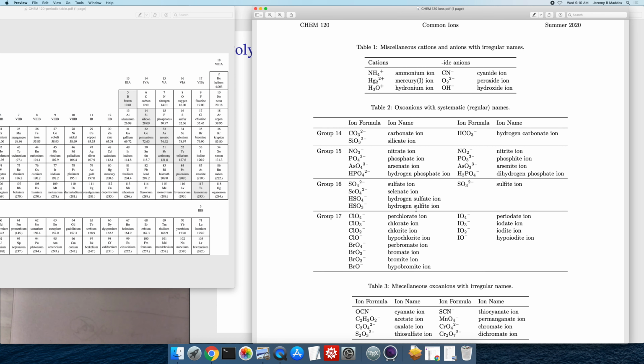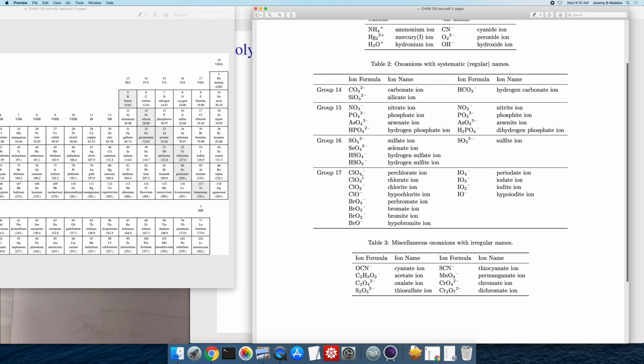In group 17, we've got several families of oxoions. Notice we've got a set of 4 involving chlorine, a set of 4 involving bromine, and a set of 4 involving iodine. And so here we are using both the prefixes per and hypo, as well as the ATE and ITE suffixes.